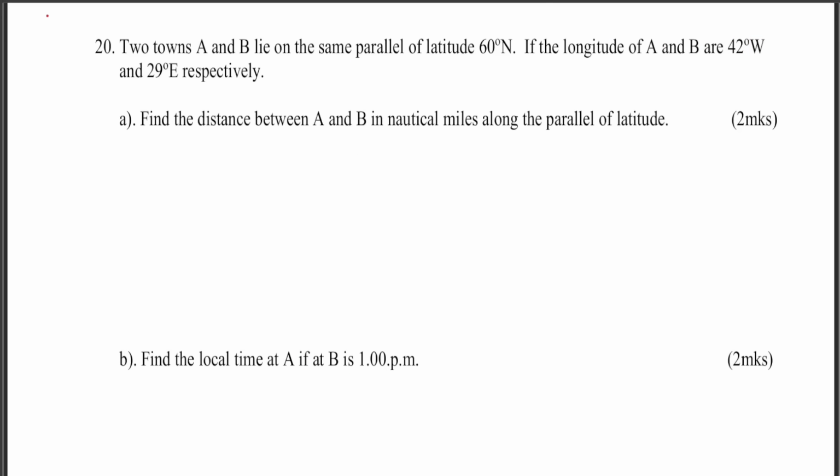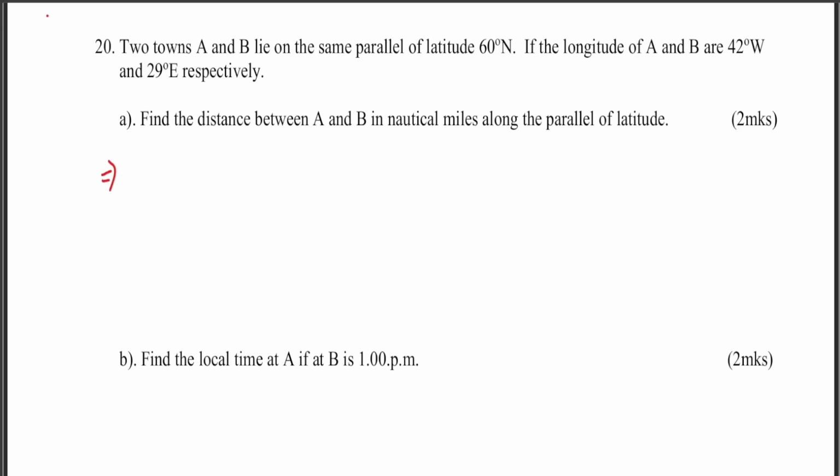Okay, this is another question on longitudes and latitudes. Two towns A and B lie on the same parallel of latitude, which is 60 degrees north. If the longitudes of A and B are 42 degrees west and 29 degrees east respectively, question A: find the distance between A and B in nautical miles along the parallel of latitude.